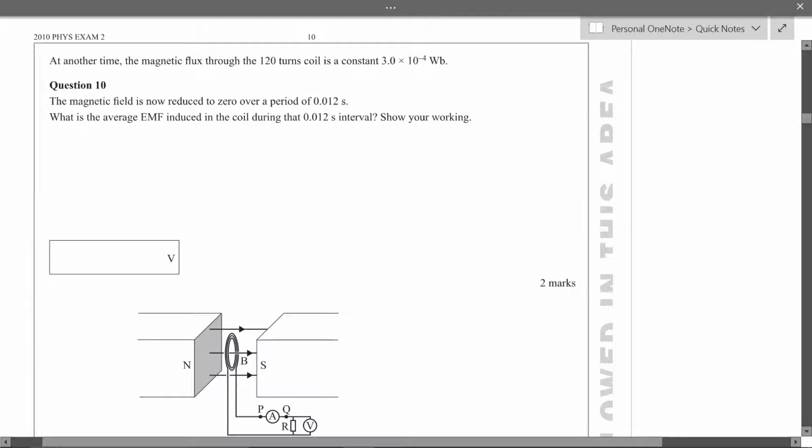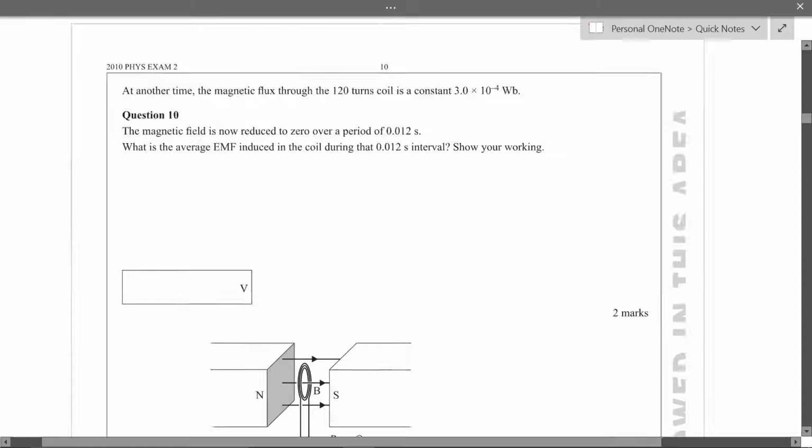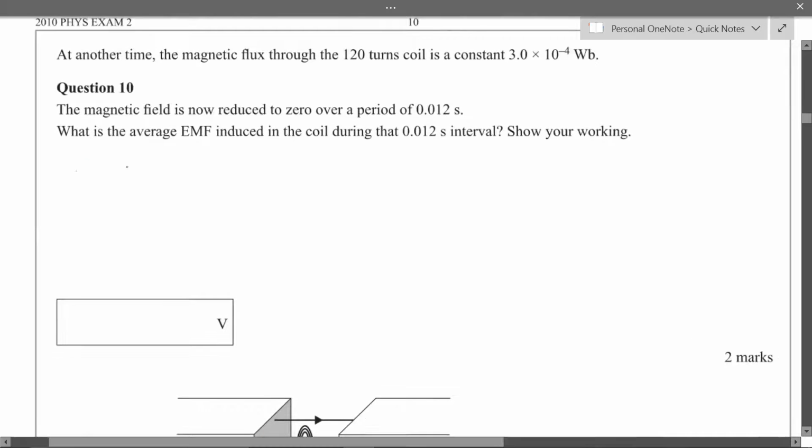The magnetic field is reduced to 0 over a period of 0.012 seconds. What's the average EMF? EMF is negative N delta phi on delta t. We can ignore the negative, but other than that, it's 120 times 3 times 10 to the negative 4 on 0.012, which is 3.